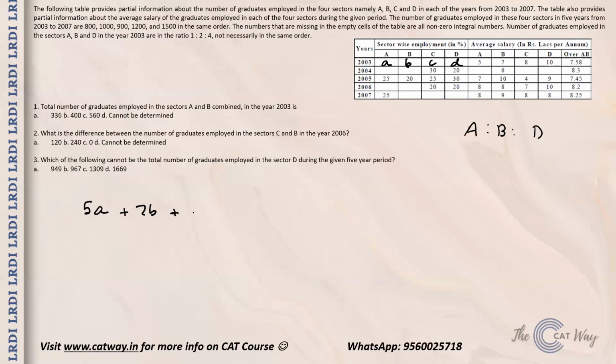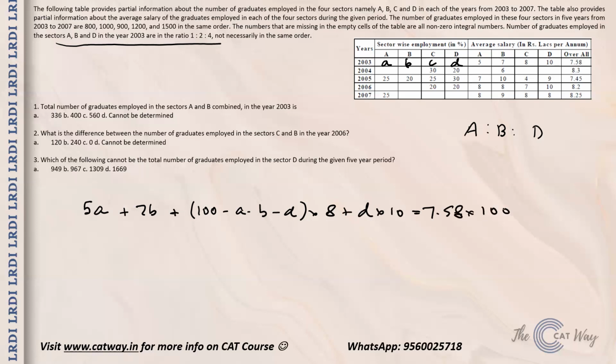Why do you not take C into account? Because the ratio only for A, B and D has been given. So in case of C, what we are going to write is 100 minus A minus B minus D into 8 and plus D into 10. And this value would be equal to 7.58 into 100 because the total percentage value is 100. Now upon solving this, what we get is that 3A plus B minus 2D is equal to 42. So this is what we get.